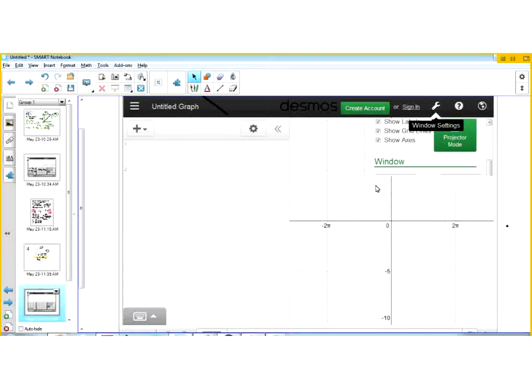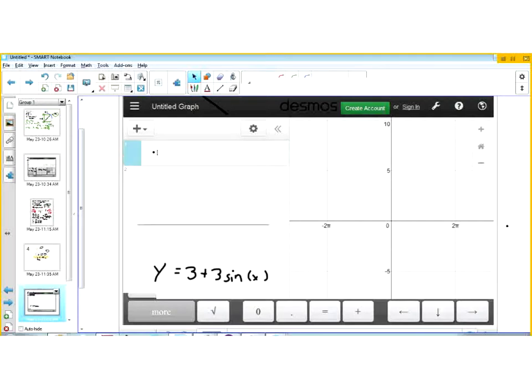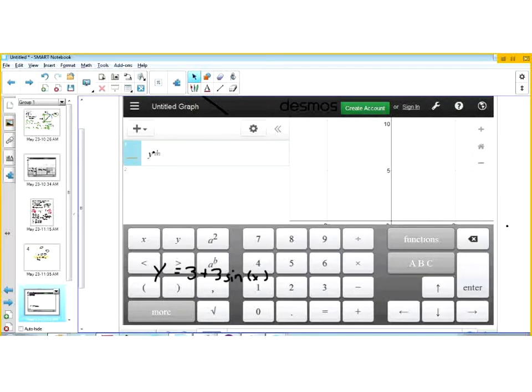Let's discuss the graph y equals 3 plus 3 sine x. The first thing we want to do to sketch this graph is to sketch the graph of y equals sine x to get perspective. So y is equal to sine x.